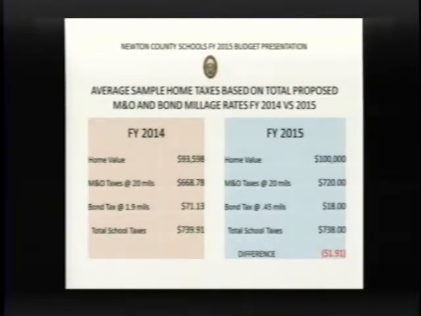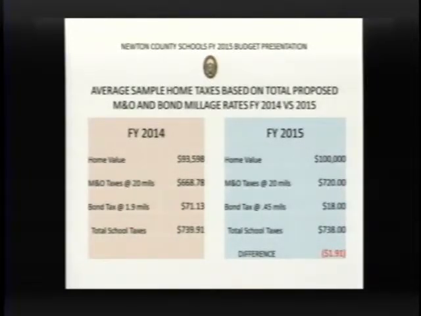However, as you can see, our bond rate for this year, 1.9 mils, we are able to lower to 0.45 mils because we passed the SPLOST, which begins January 1, 2015, and we're able to use those funds. We committed to using much of that money to pay our bond principal and interest so that we would not have to levy as high of a tax there.